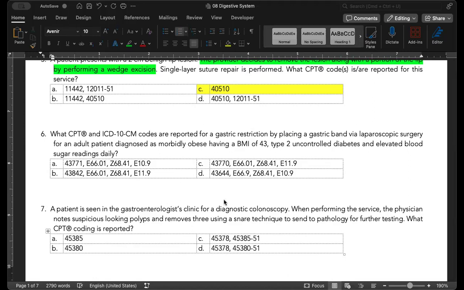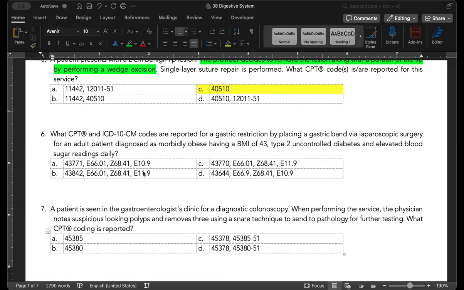The Z68.41 is common in all, but that wouldn't help. If you have a code that's in all 4, I would recommend starting with another code to eliminate. The E10 or 11. E10.9 versus E11.9. What's the difference between the E10.9 and the E11.9? One of them is diabetes type 1 and the other's diabetes type 2. Yep, perfect.